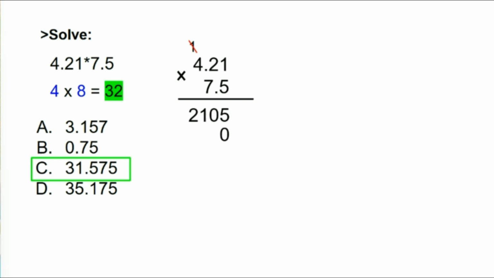Now we start. 7 times 1, 7. 7 times 2 equals 14. Carry the 1, drop the 4. Lastly, 7 times 4, 28. Plus the 1 we carried, 29.